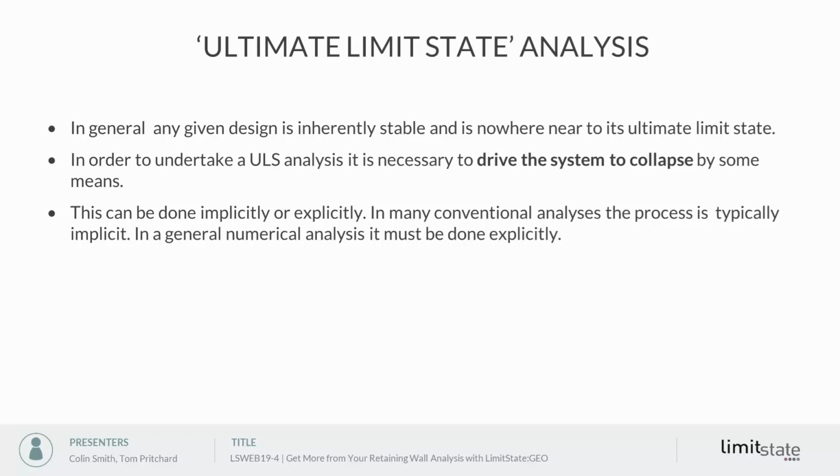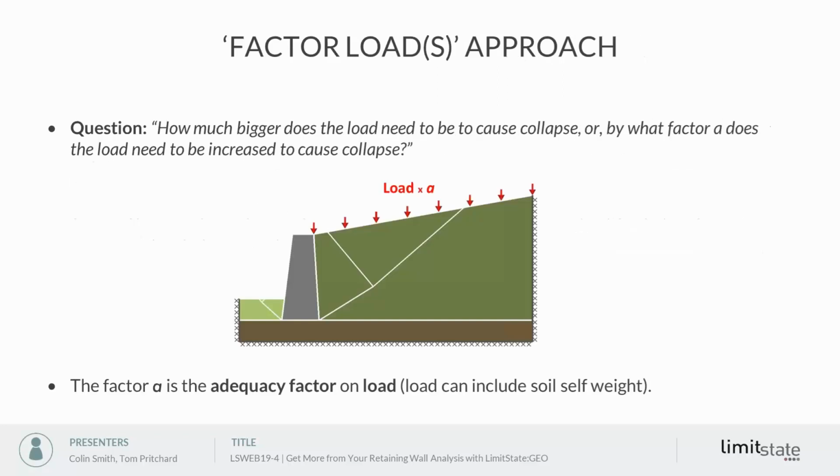In many conventional analyses, the process is typically implicit, i.e. you don't see that directly, but it's implicit in the calculations. In general, with numerical analysis, we've got to do it explicitly. So we've got two possible ways of doing that.